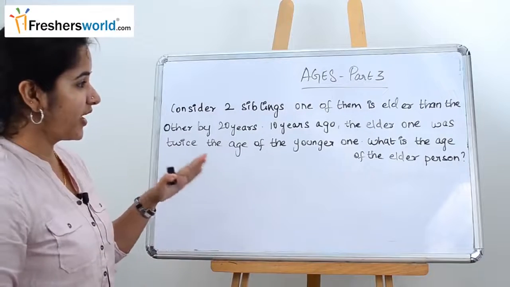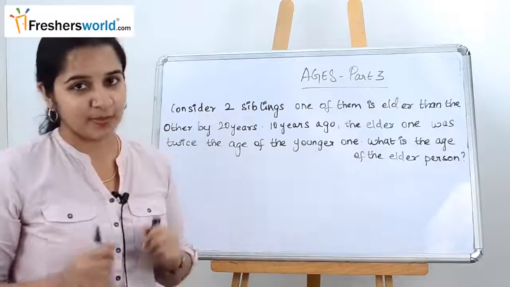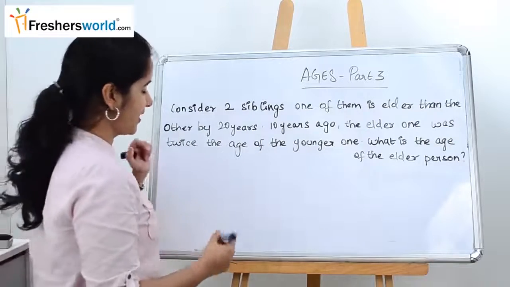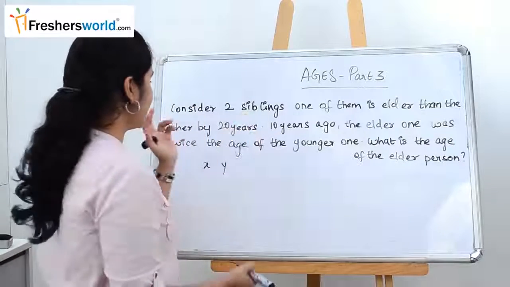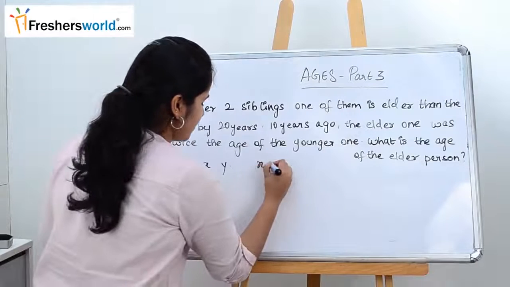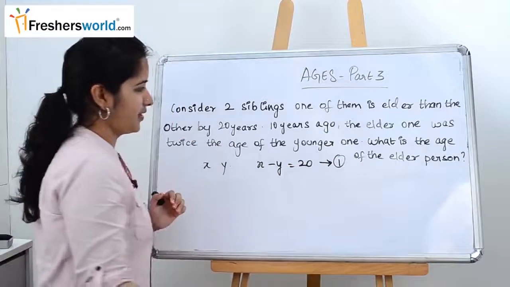10 years ago, the elder one was twice the age of the younger one. What is the age of the elder person? So, there are 2 siblings. Let's take x and y. One of them is elder than the other by 20 years. So, first equation they have given is x minus y is 20. So, consider this as one equation.